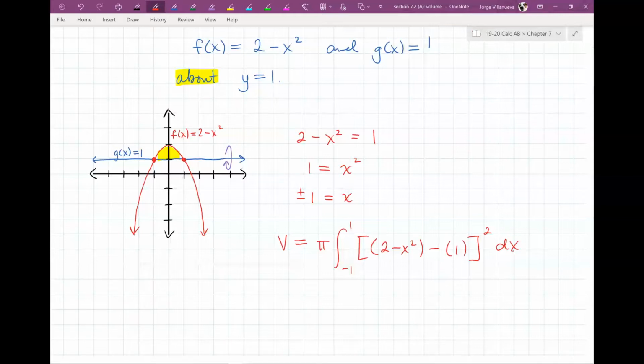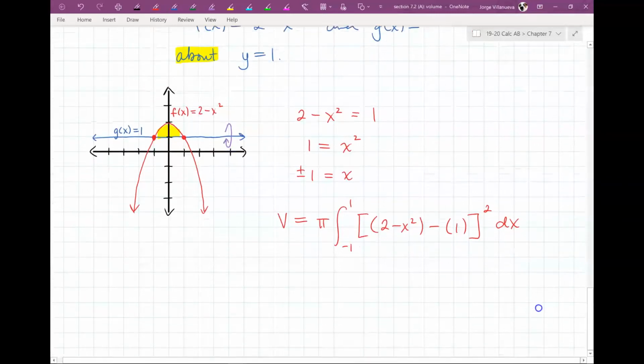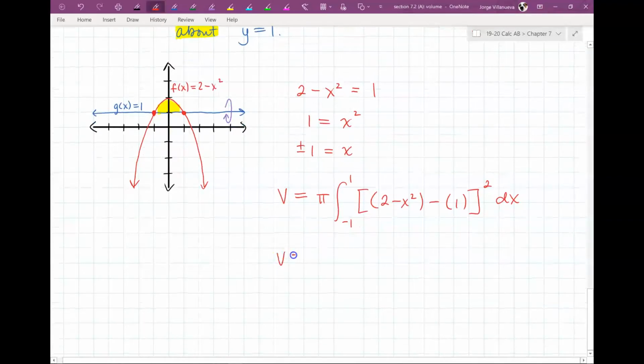So again, you've got to look at your picture. Say, okay, top was the red. The red is represented by f of x. So it's top minus bottom. So f of x minus g of x, which is the bottom function, that's equal to 1. So I just plug it in. So volume is equal to pi times the integral from -1 to 1 of 2 minus 1, that's 1 minus x squared, squared dx.